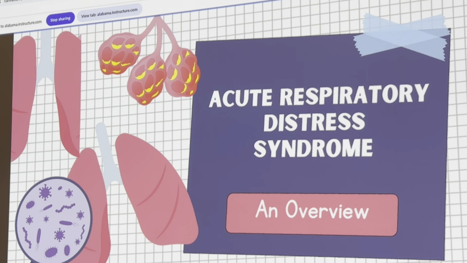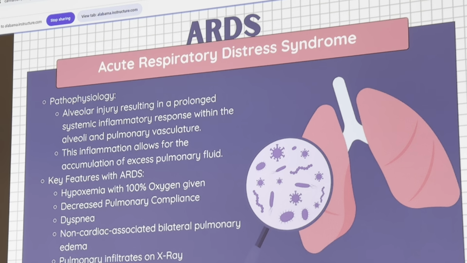Last thing, acute respiratory distress syndrome. With acute respiratory distress syndrome, for some reason or another, I have some type of alveolar injury. I have some type of prolonged inflammatory response. So I'm having these stiff, non-compliant lungs that are causing an injury to those alveoli.